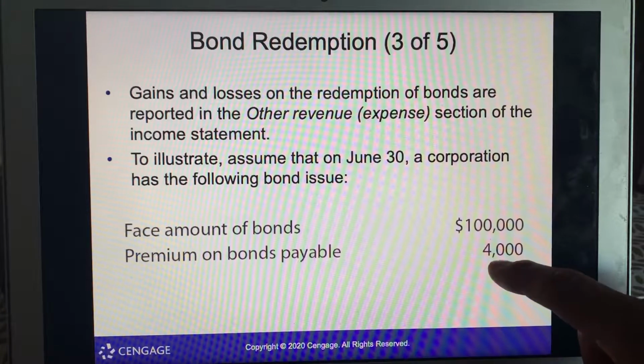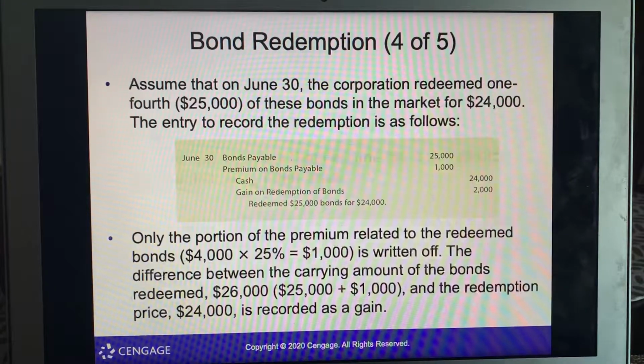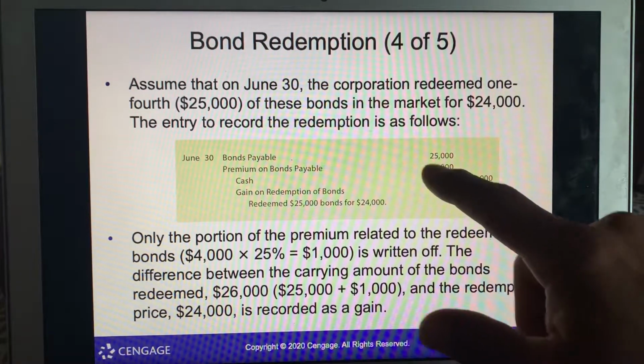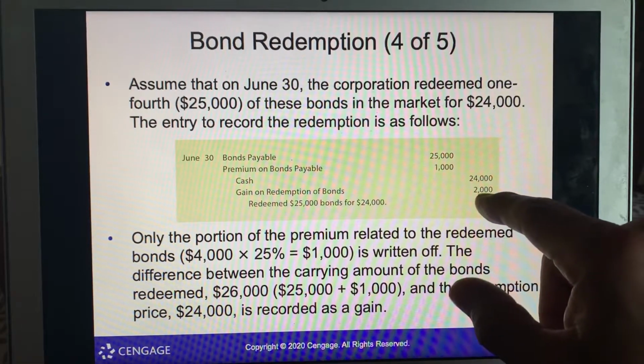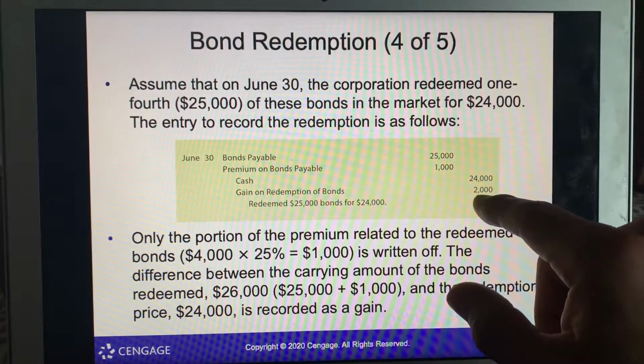We're going to do 4,000 divided by 4 to get 1,000. That's how it actually is 1,000. So that's how we get 2,600. So our gain is actually 2,000.